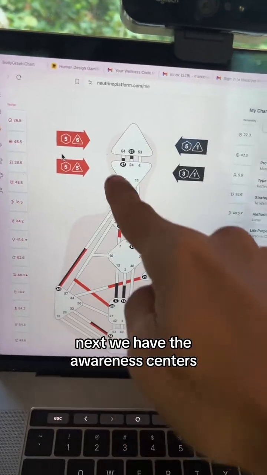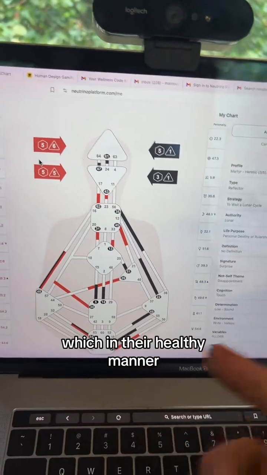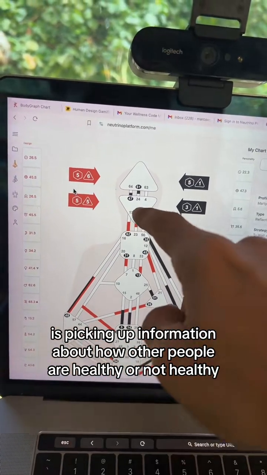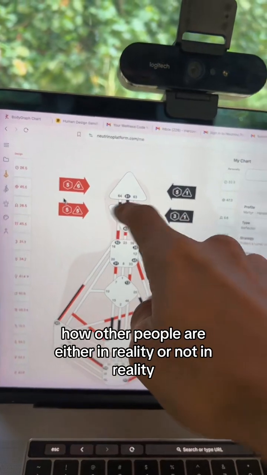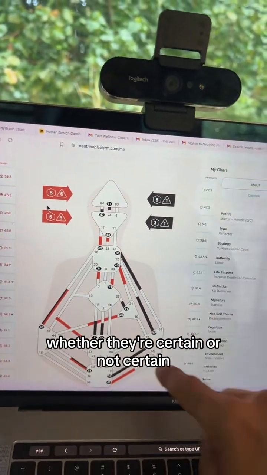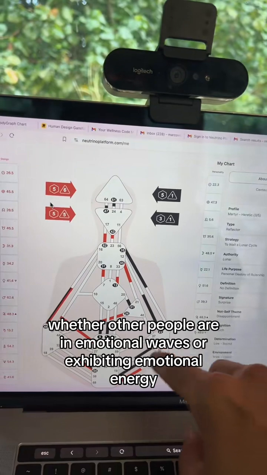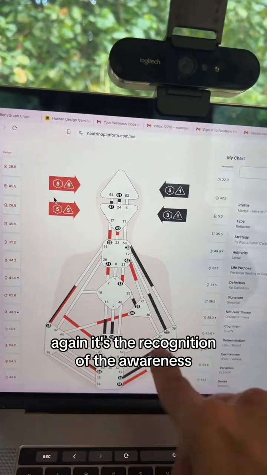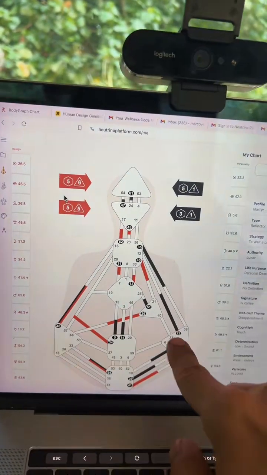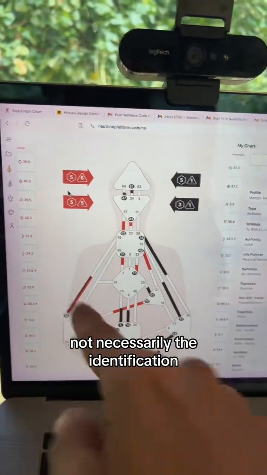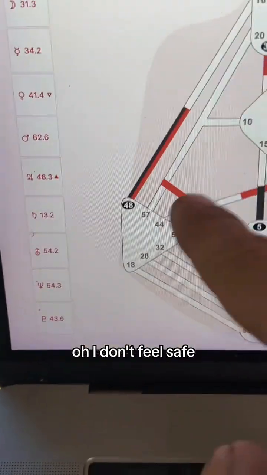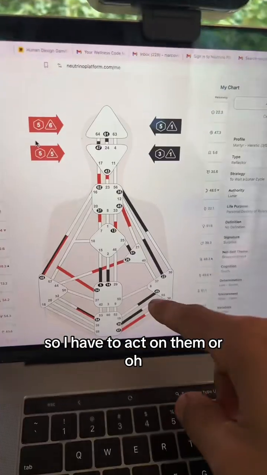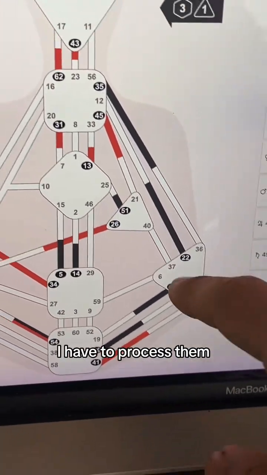Next, we have the awareness centers, which in their healthy manner is picking up information about how other people are healthy or not healthy, how other people are either in reality or not in reality, whether they're certain or not certain, whether other people are in emotional waves or exhibiting emotional energy. Again, it's the recognition of the awareness, not necessarily the identification and the idea that oh, I don't feel safe, so I must do something, or oh, I'm having these weird thoughts, so I have to act on them, or oh, I'm feeling these emotions, I have to process them.